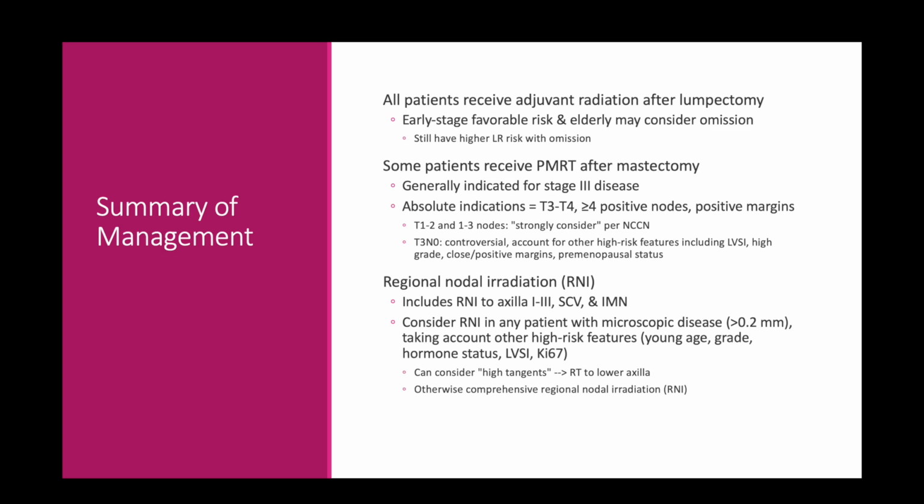And then finally, when do we irradiate the regional lymph nodes? Typically, it's for patients with node-positive disease. And regional lymph node irradiation includes axillary levels 1 to 3, the supraclavicular lymph nodes, and the internal mammary lymph nodes. We consider regional lymph node irradiation in any patients that have any microscopic disease or higher. So ITCs we typically disregard, but if they have microscopic disease, so 0.2 millimeters or higher, then we consider other high-risk features like young age, grade, hormone status, LVSI, Ki-67.